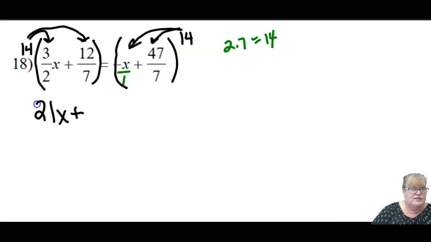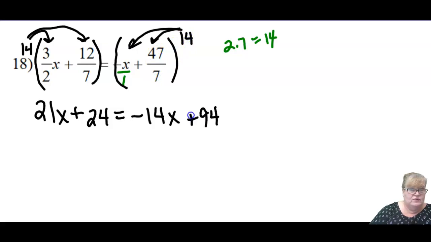I'm using my shortcuts. Okay, and then it's 14 times 12 divided by 7, or I could do 14 divided by 7 is 2, times 12 is 24. And over here, 14 times negative x is just negative 14x. And then 14 times 47 is going to be something big divided by 7. But remember, I could cheat and go 7 into 14 is 2. And 2 times that is 94.